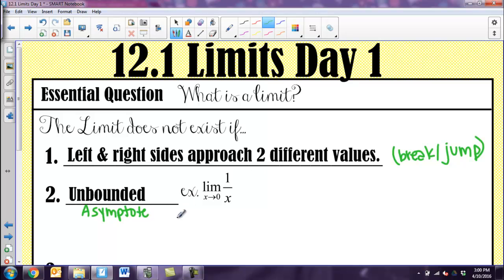So if I looked at this graph, the limit as x goes to 0 of 1 over x, if I graphed this, I would see I had this rational function. And as I was going to 0, from the right side, it's getting close to infinity. So that's getting really big. It has an asymptote, but from the other direction, it's going down towards negative infinity. So that's an unbounded graph. The limit is not going to exist there because they're approaching two different values and they're really, really big.